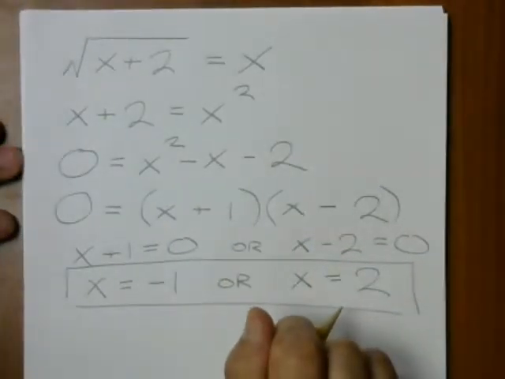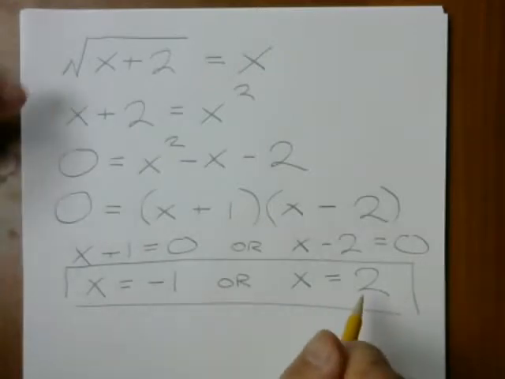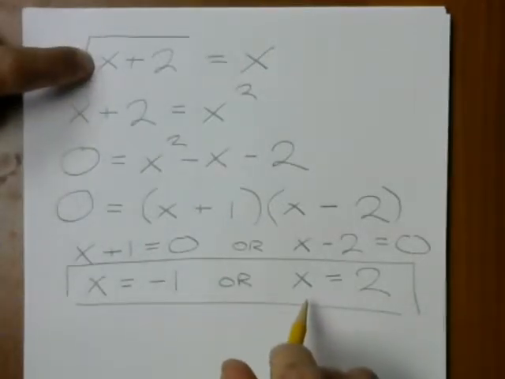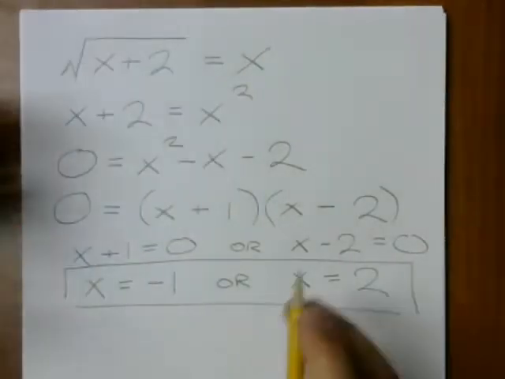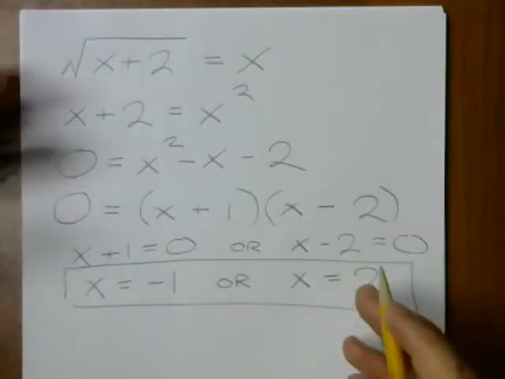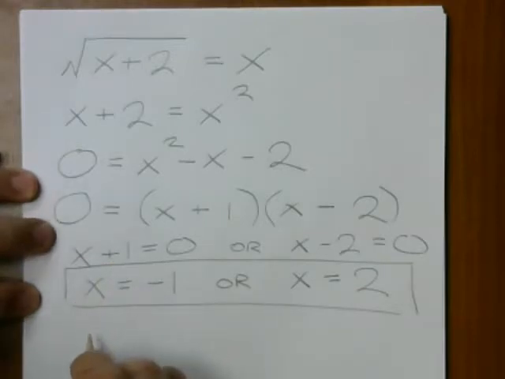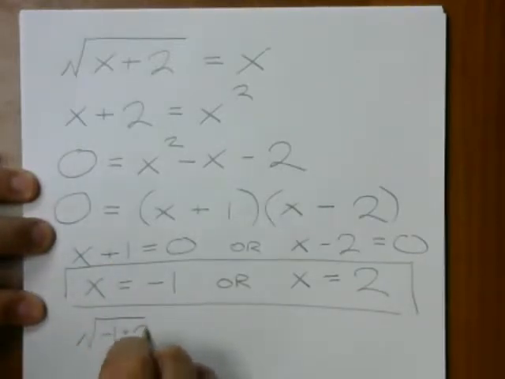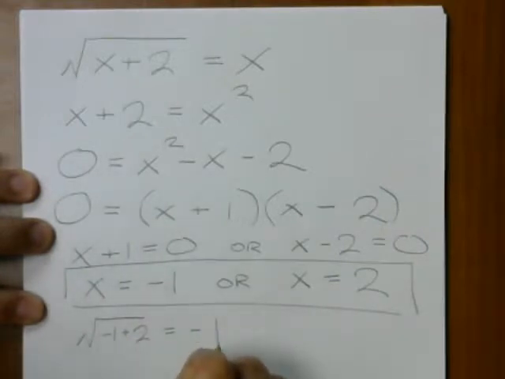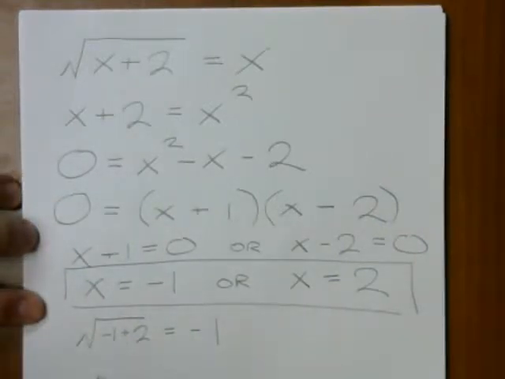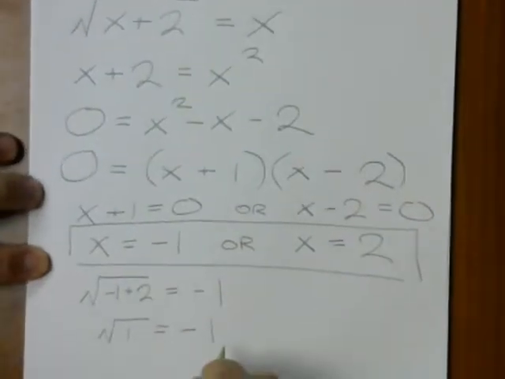So let's think about it. If I plug the 2 in here, what happens? I get square root of 4 equals 2. Perfect. Square root of 4 does equal 2. But what if I plug the negative 1 in here? Let's think about that. I would get square root of minus 1 plus 2 equals minus 1. Or root 1 equals minus 1.